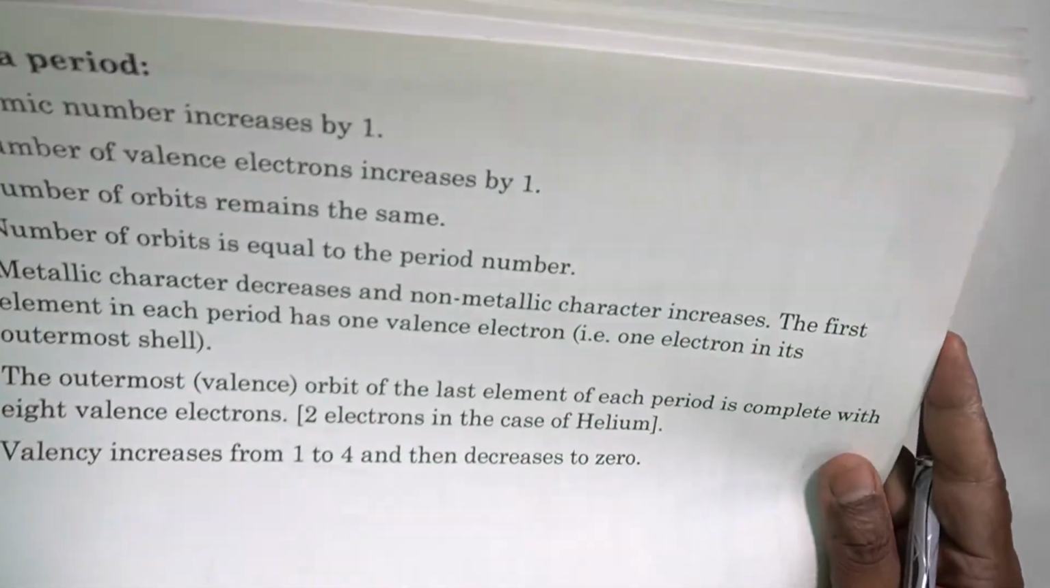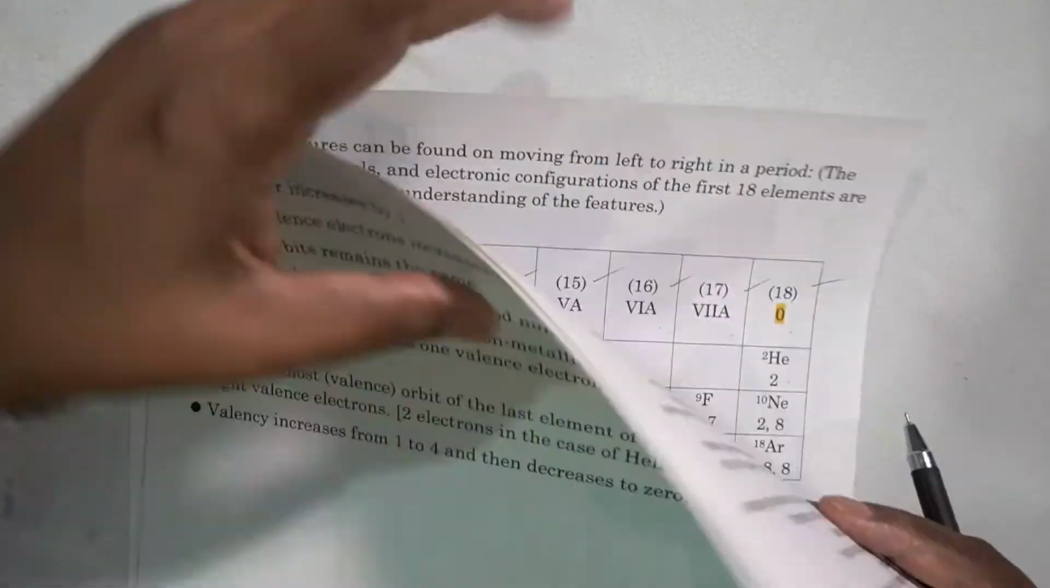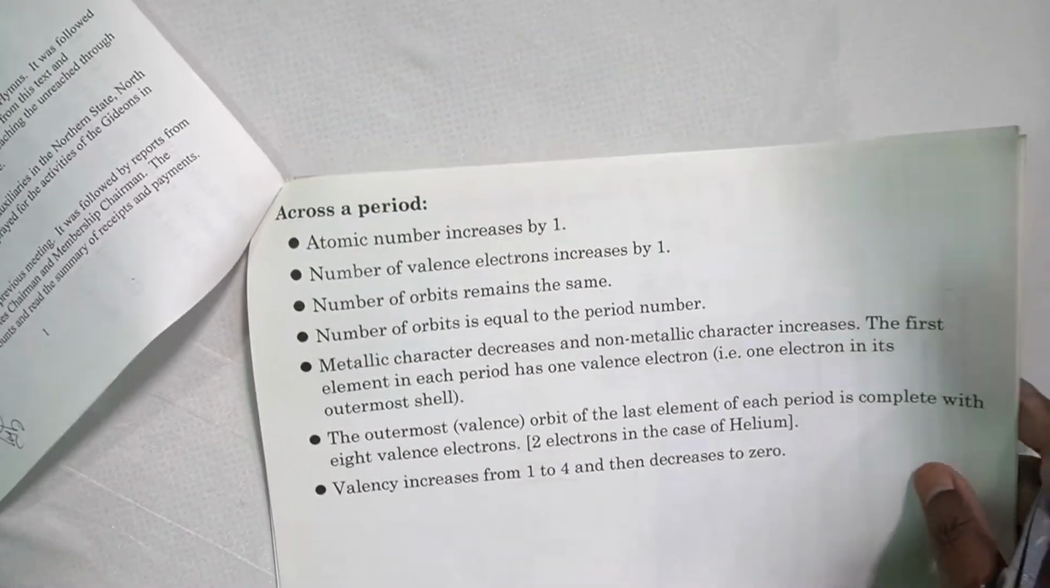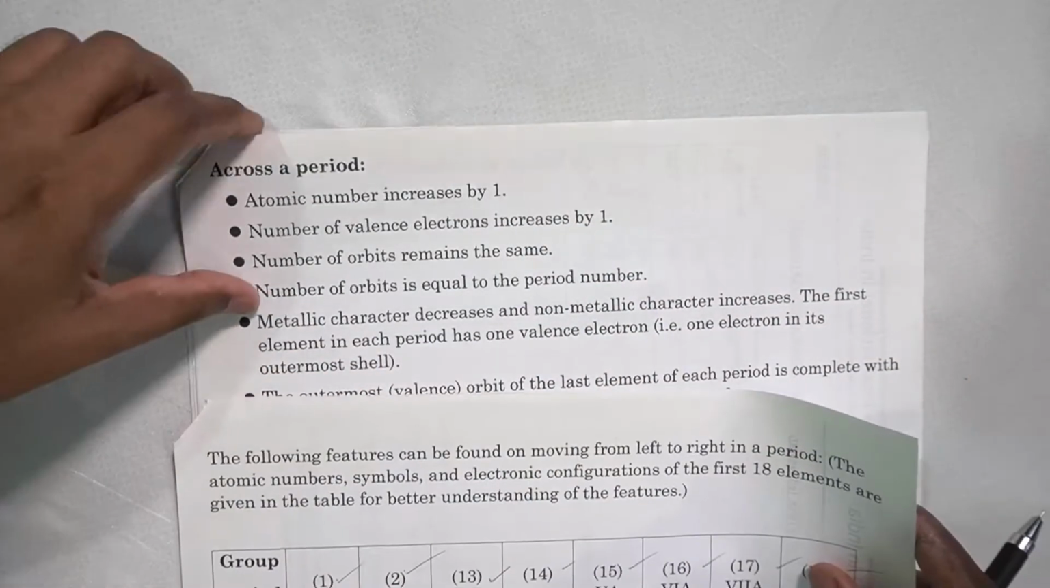The next thing is across a period. There are certain features that we can see across a period. This is what we are going to discuss in detail. This is something important that you must remember, these facts. So I'll show you these facts one by one.